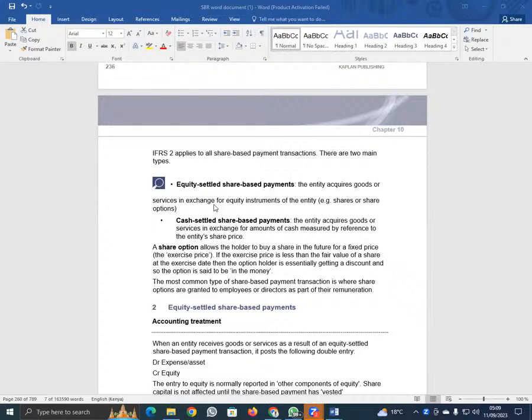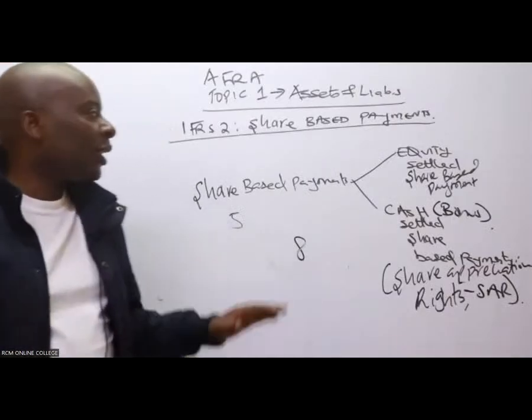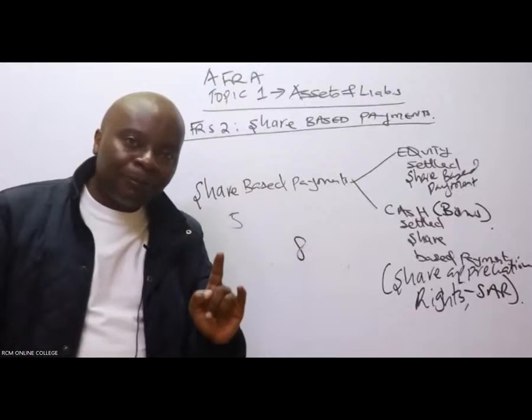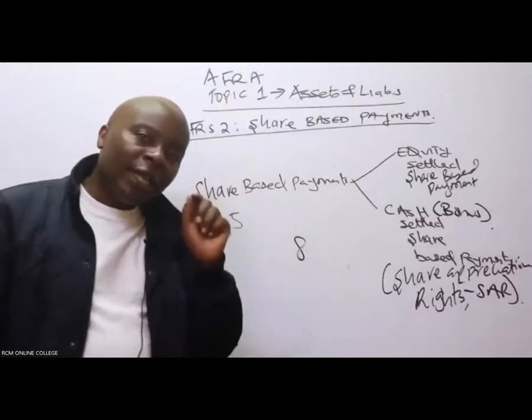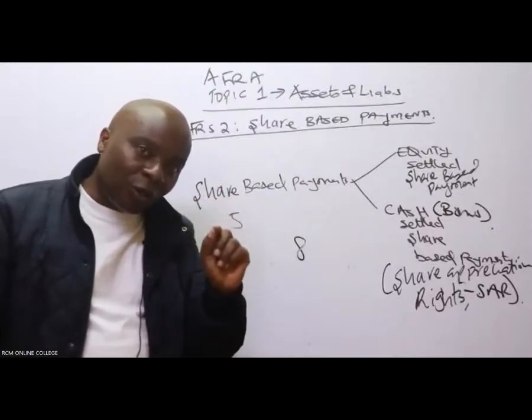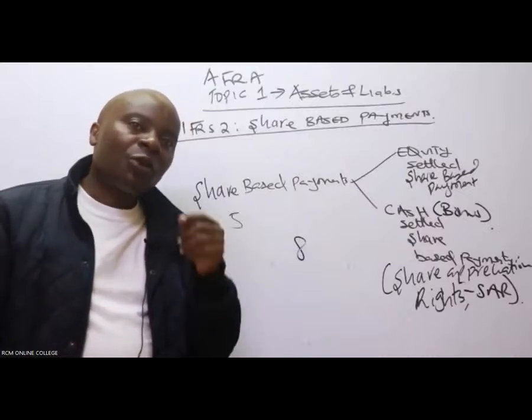We are going to pay them, ladies and gentlemen, using shares or share options. That's what we call equity settled. And then we have a cash settled share-based payment. The entity acquires goods or services in exchange for amounts of cash measured by reference to the entity's share price. I want to repeat this once and for all. We are saying something very important under IFRS 2 share-based payments. We have two types of share-based payments. We have those which at the end of the day will be settled using equity. Equity, we are looking at you giving those guys ordinary shares or even what we call share options.